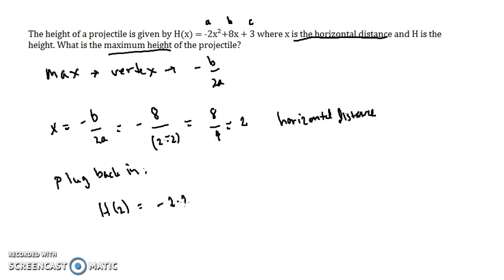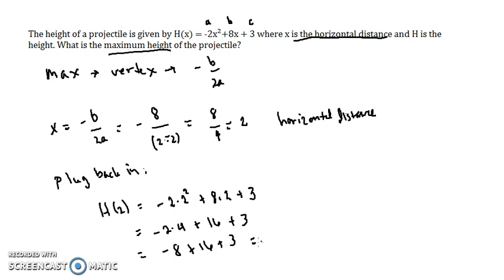So we're going to get negative 2 times 2 squared plus 8 times 2 plus 3. And we're going to be careful with our order of operations here. Remember exponents, then multiplication. So we've got negative 2 times 4 plus 16 plus 3. So negative 8 plus 16 plus 3. And we get 11. I didn't give us a unit here, did I? Let's say we're in feet. You should be given a unit on these, okay? So our maximum height is 11 feet.